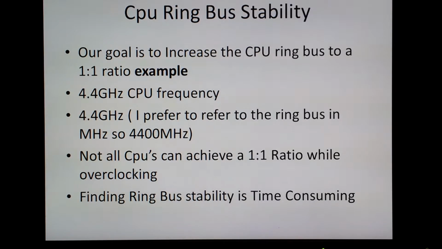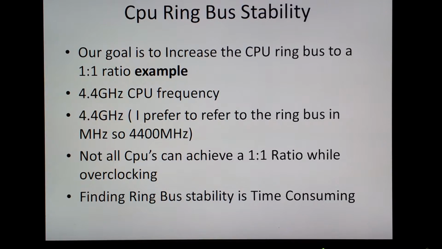Keep in mind, not all CPUs can achieve a 1-to-1 ratio while overclocking, so even if you can get your CPU stable at 4.4 gigahertz, there's no guarantee that you're going to be able to run the CPU ring bus at 4400 megahertz.